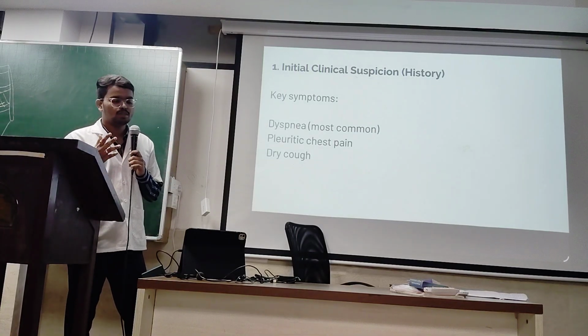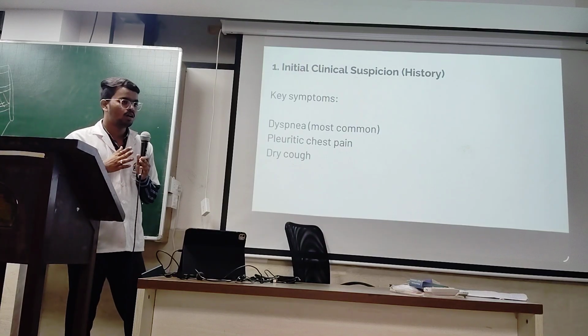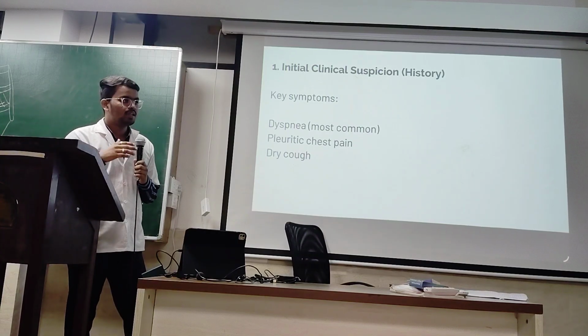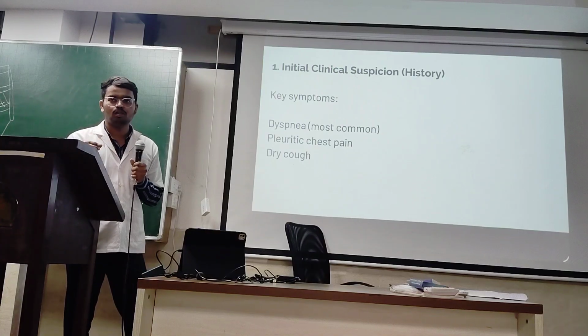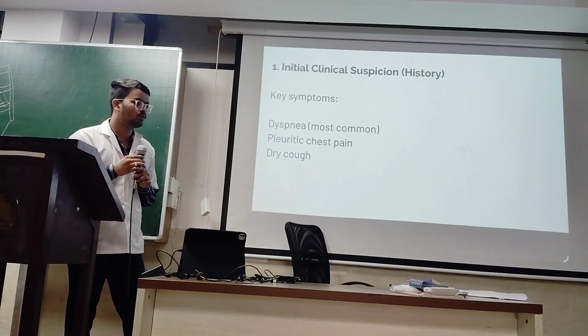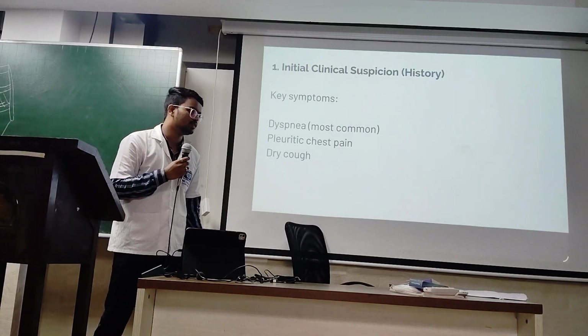The pleuritic chest pain in the initial stages is very sharp due to the friction between the two pleura, that is the parietal and the visceral pleura. In the later stages, it decreases due to the accumulation of fluid in the pleural space. Which pleura is pain sensitive? The parietal pleura is pain sensitive, as it is highly innervated by nerves.